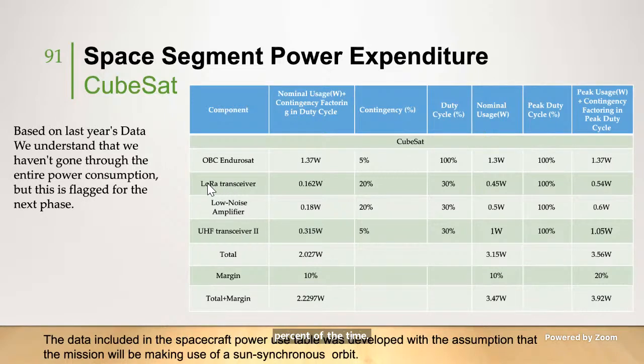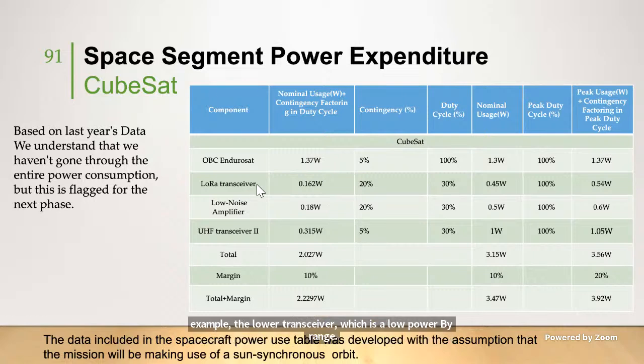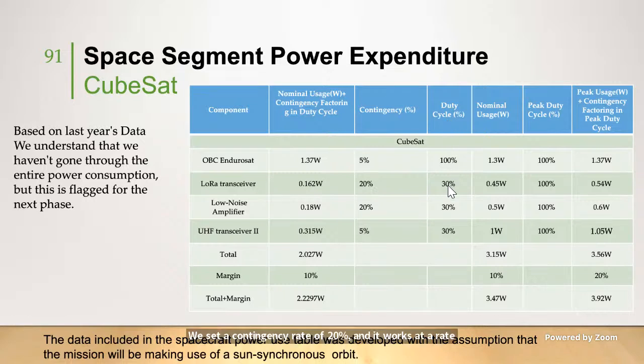For example, the LoRa transceiver, which is a low power, high range wireless communication protocol, we set a contingency rate of 20%, and it works at a 30% duty cycle, which means it works 30% of the total time, which is a little bit high, but we made that to prevent any future surprises about the power expenditure. The total power plus the margin is 3.92 watts, which is shown at the bottom right corner.